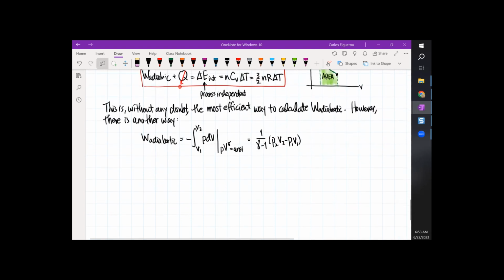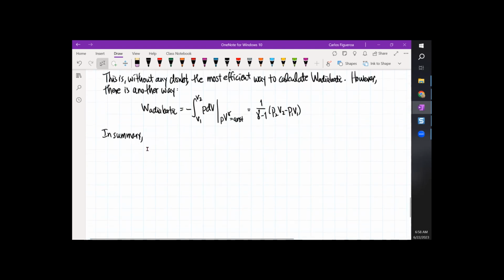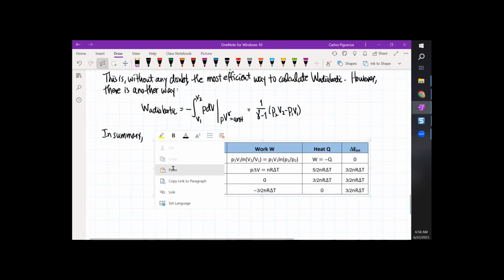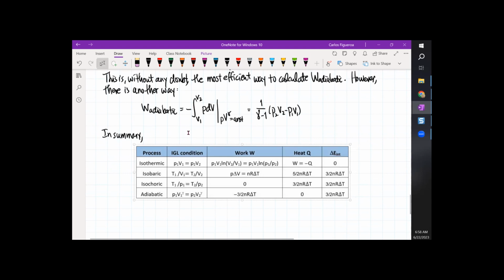So now we have everything. In summary, we now have our table. I've included adiabatic processes, and you could see that we got everything going on here. And again, I dropped minus signs. There should be a minus sign here, minus sign here, minus sign there, and minus sign there.